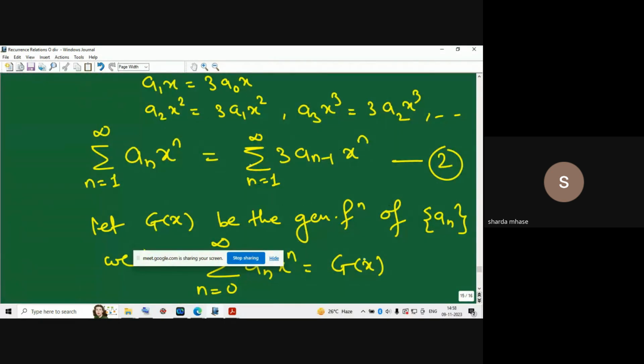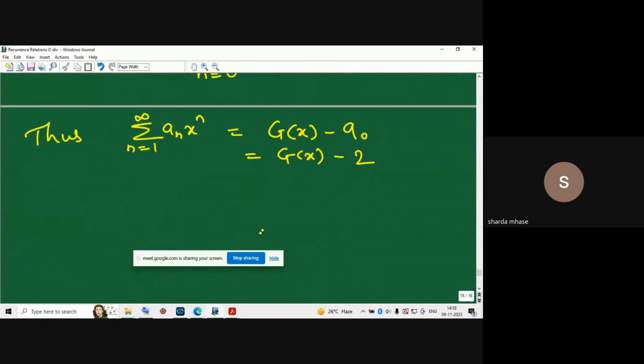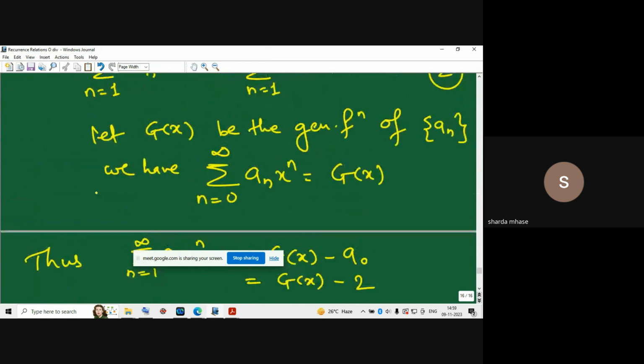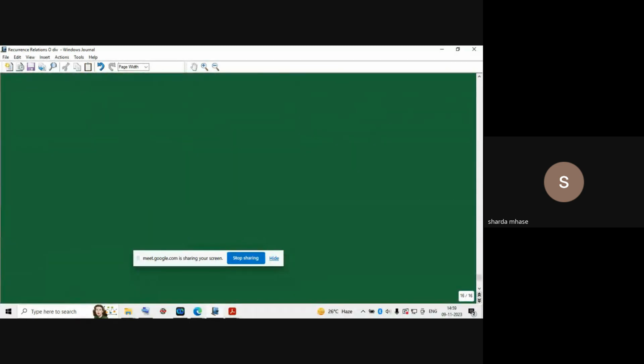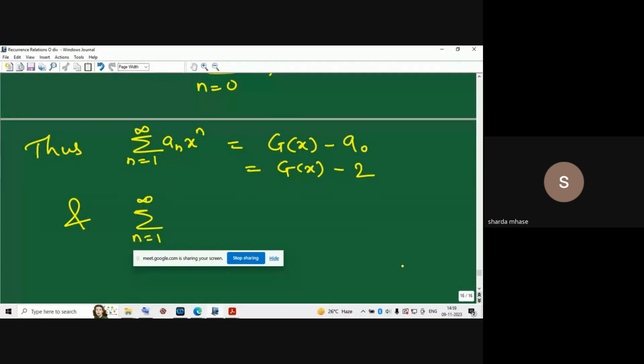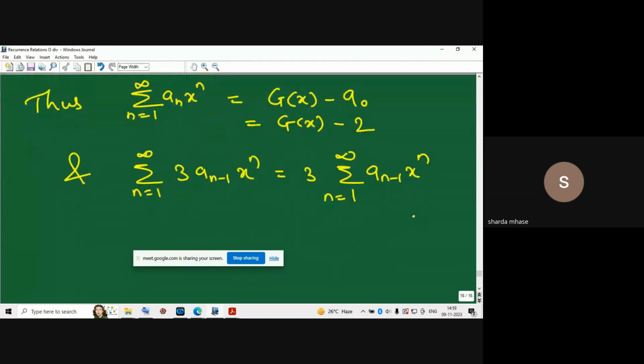And so if I substitute in 2, okay, so let's keep this as it is. One more we have. What about 3 times sigma n varying from 1 to infinity of 3 times a(n minus 1) x to the power n? This can be rewritten as 3 times sigma n varying from 1 to infinity of a(n minus 1) x raised to n. This can be written as 3, so I took that common.